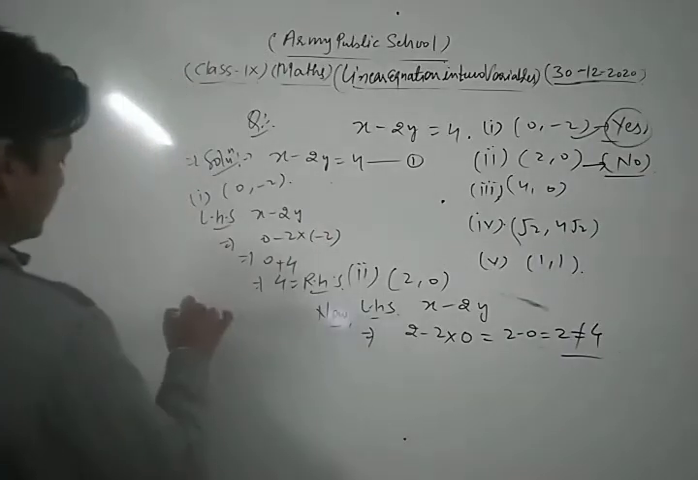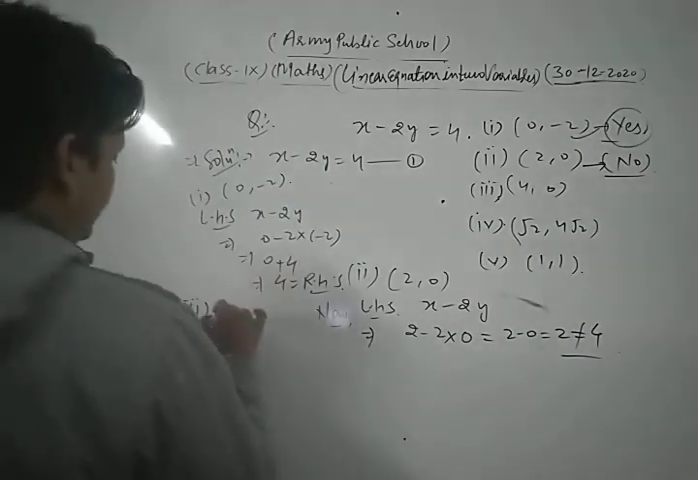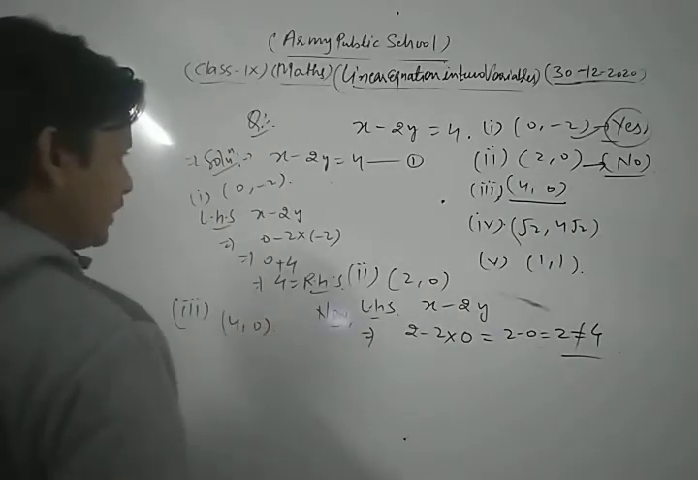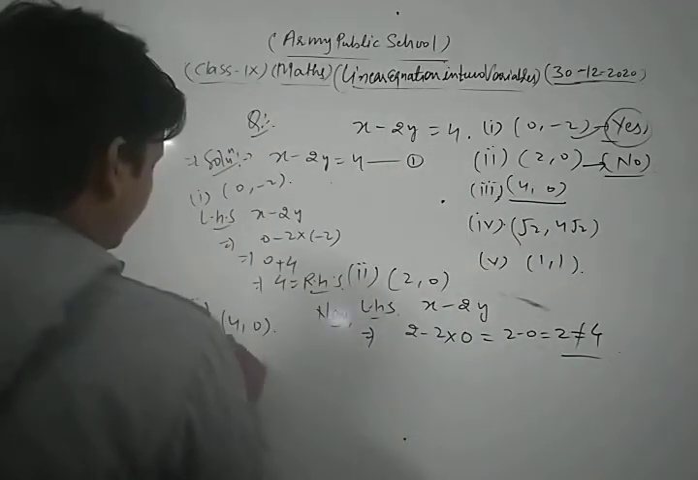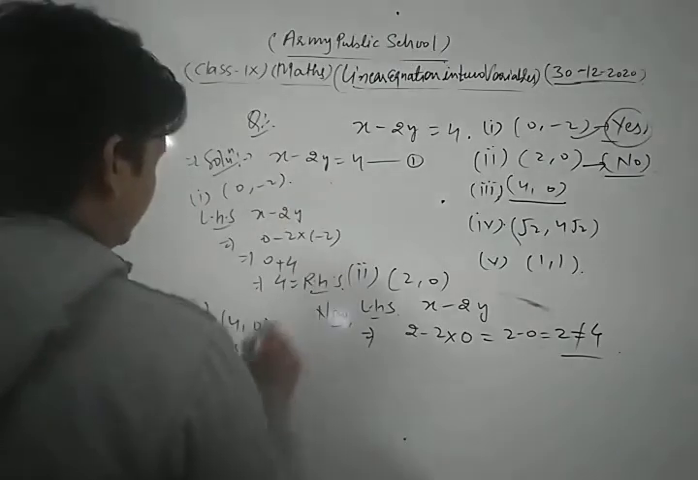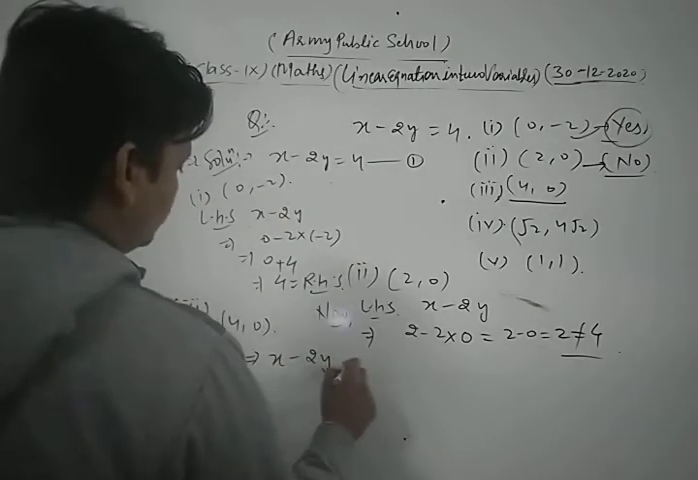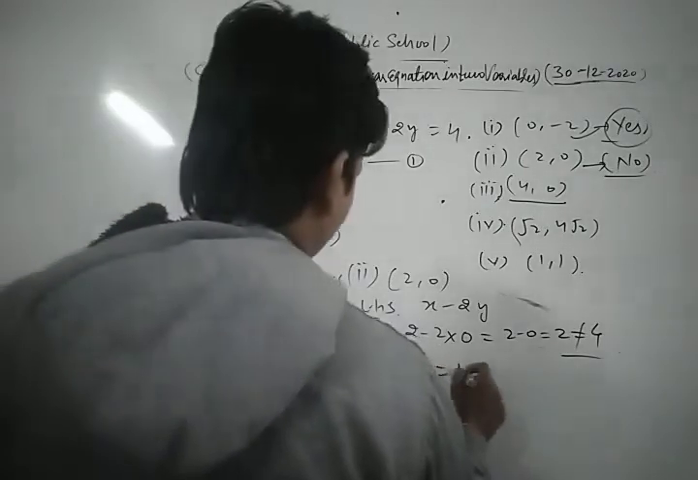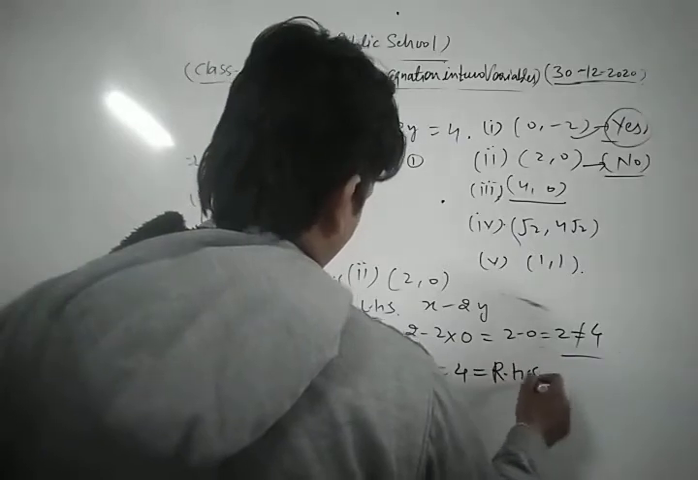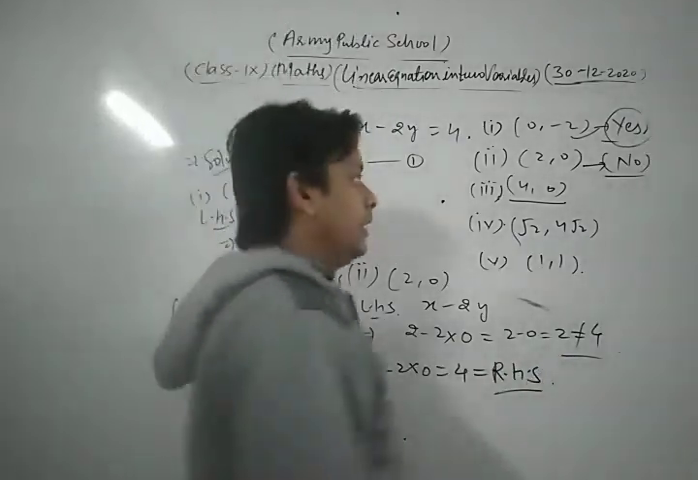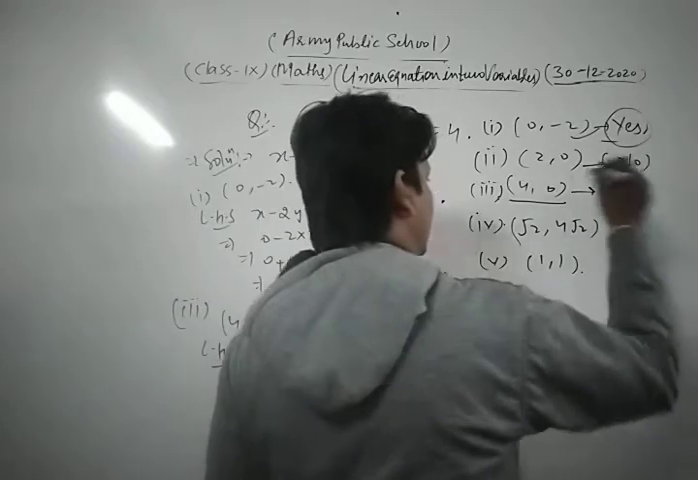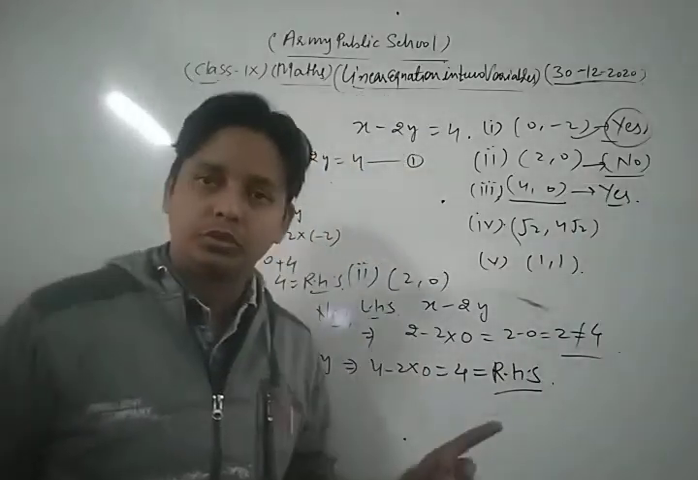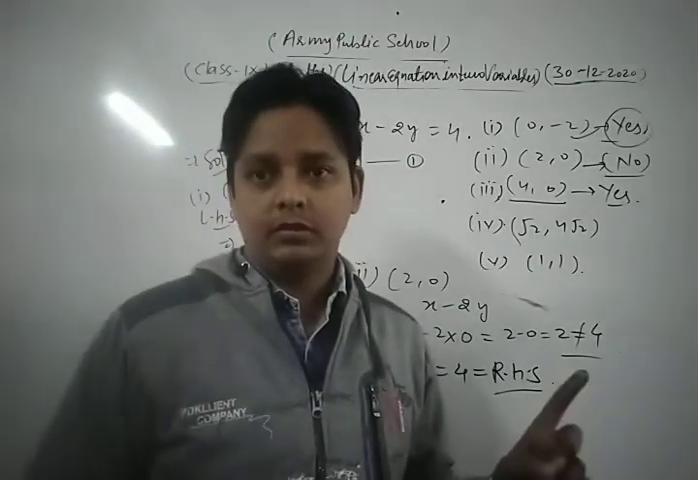Similarly, we take and solve the third part of this question. In the third part, we check whether the pair of values 4, 0 is a solution of the given equation or not. So we again take LHS, and the left hand side is x minus 2y. So we put x is equal to 4 and y is equal to 0. So we get 4, which is equal to RHS. So we can say that yes, the pair of values 4 and 0 is a solution of the given equation.